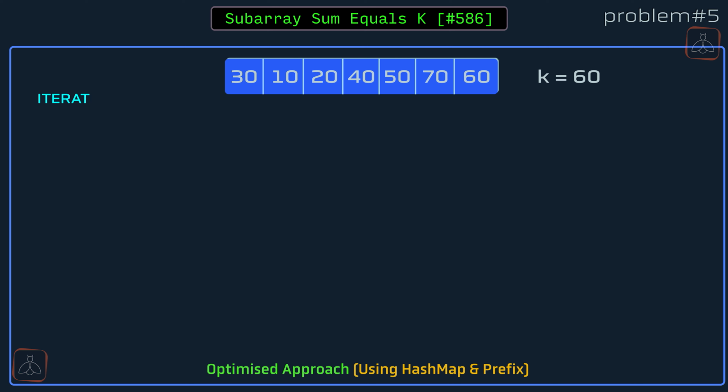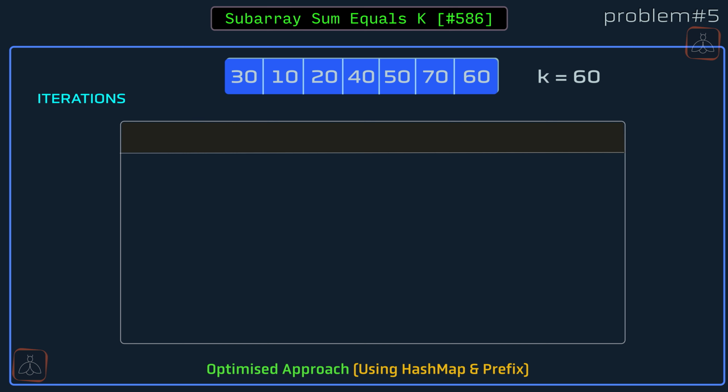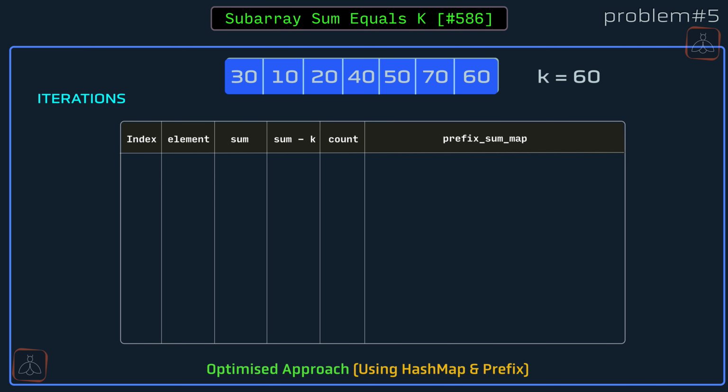So this is the dry run table where we will track the start index of a subarray, prefix sum so far, and counter to track the subarrays as mentioned earlier. So let's start from the very first iteration. At the index 0 we have element 30. A small correction, I forgot to mention our initial sum will be assigned 0 before starting the loop.